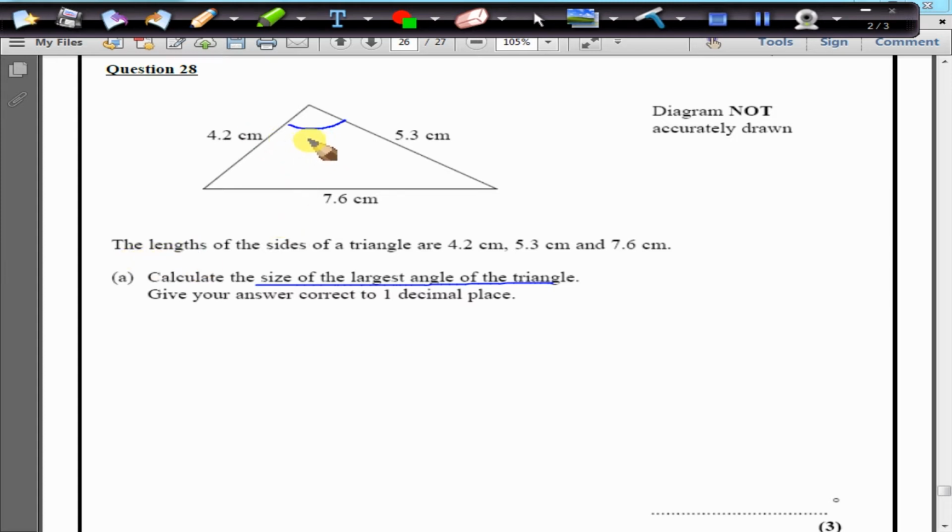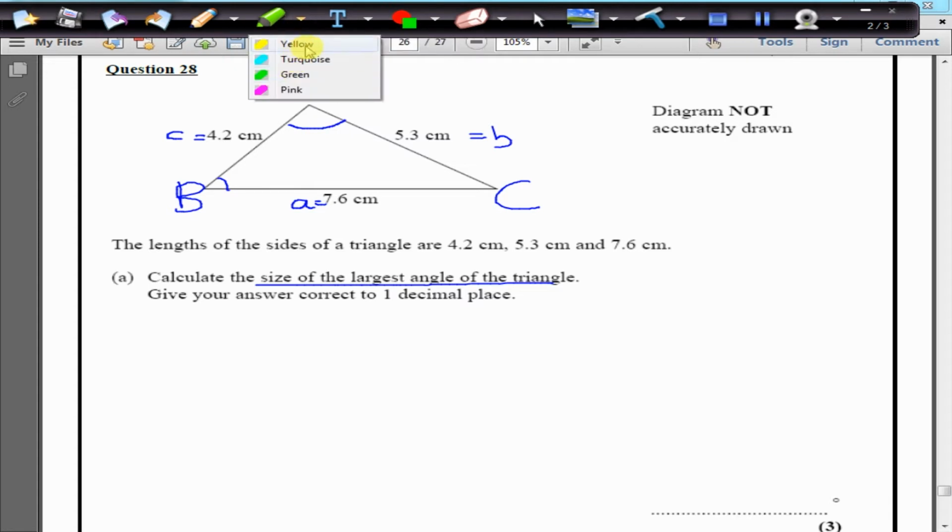Let's call this side A, angle A. This is going to be little a. Call this side big B, and that's going to be the little b. If you call this big C, the angle C and the corner C, what do we call this? Call this the little c.